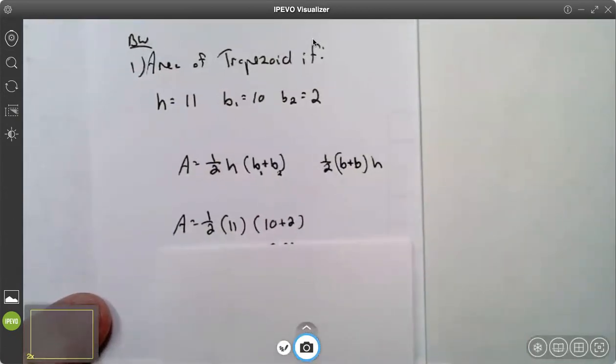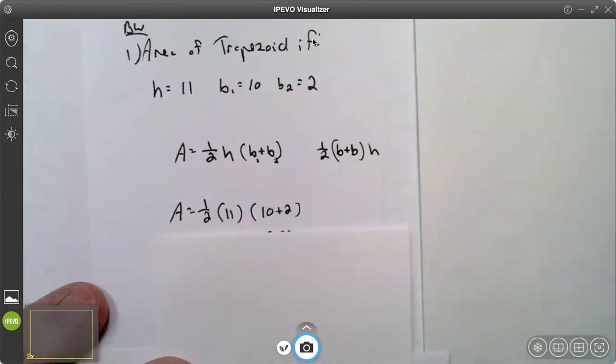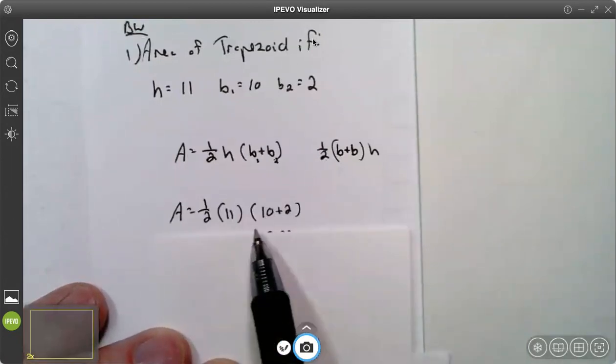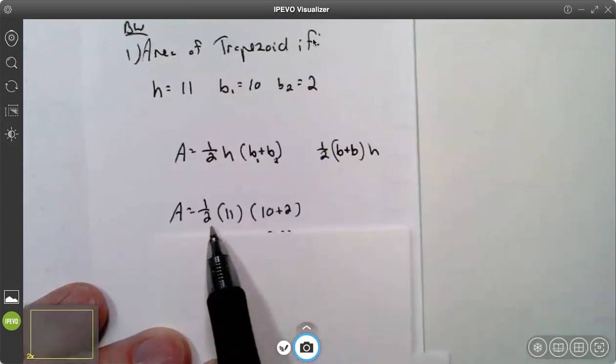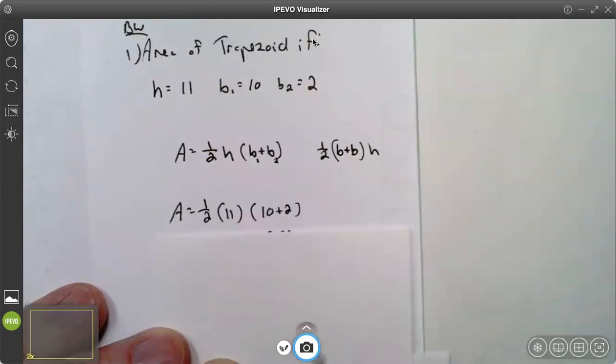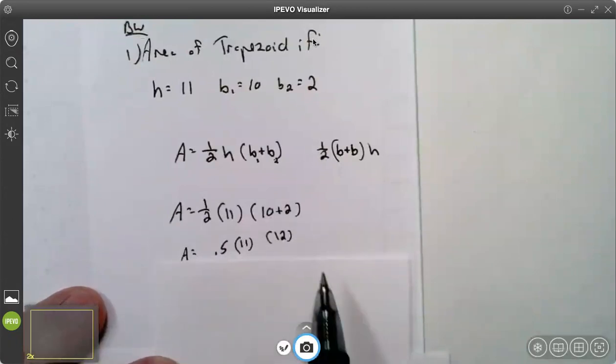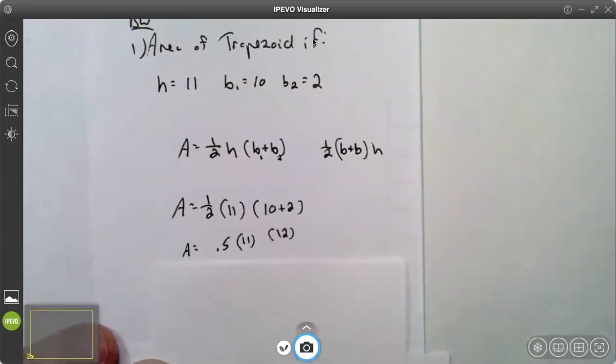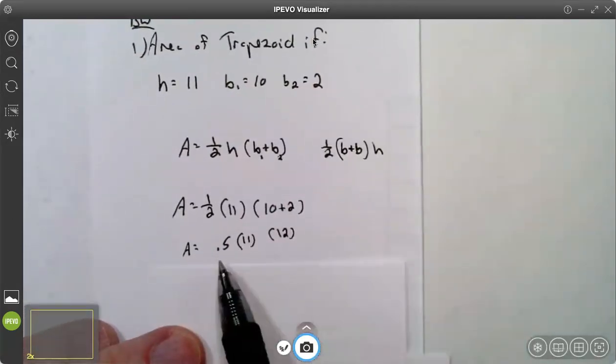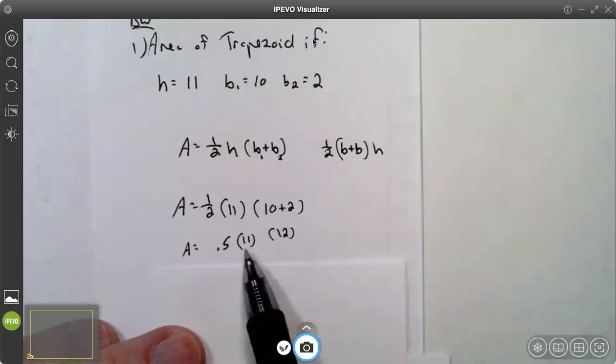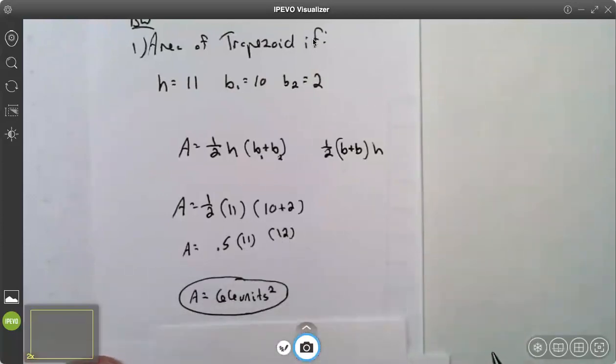Now I must follow order of operations and make sure I do 10 plus 2 before I multiply this grouping times anything out here. I can go ahead and say half of 11 is 5.5 if I want, but I can't multiply anything times this grouping until I say 10 plus 2 is 12. Okay, now half of 12 is 6, and 6 times 11 is 66. So the answer is the area of that trapezoid is 66 square units.